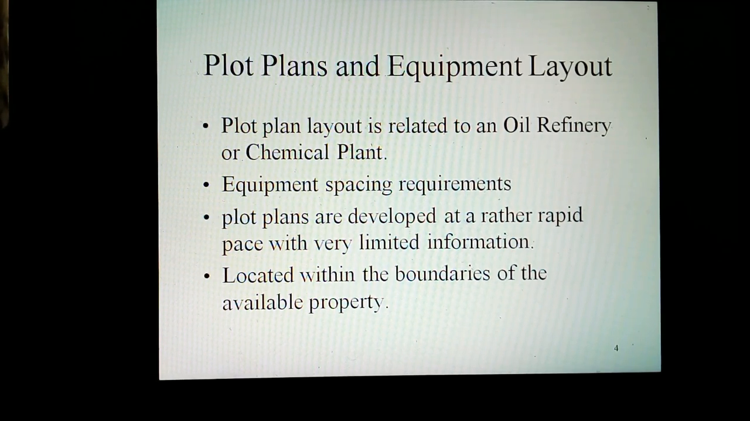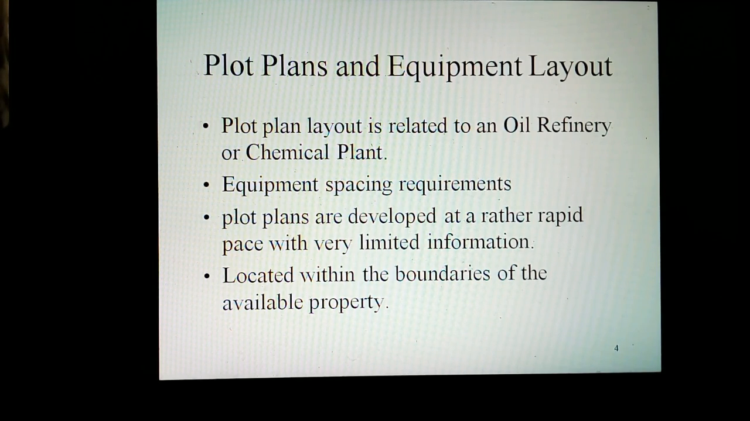Located within the boundaries of the available property, rough equipment sizes and shapes are pictorially positioned, along with anticipated pipe rack configurations, structure shape and rough sizes. The plot plan at this level of detail is then used for construction evaluation and is normally submitted to the client for approval.